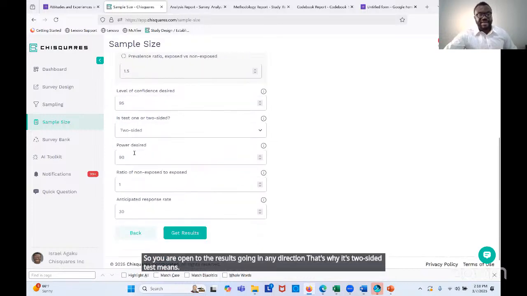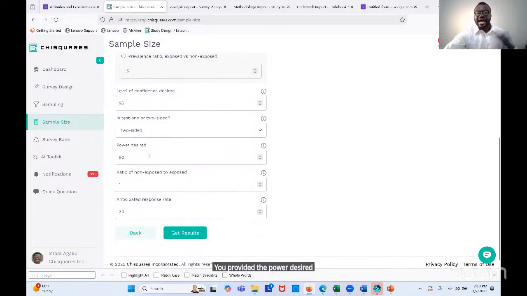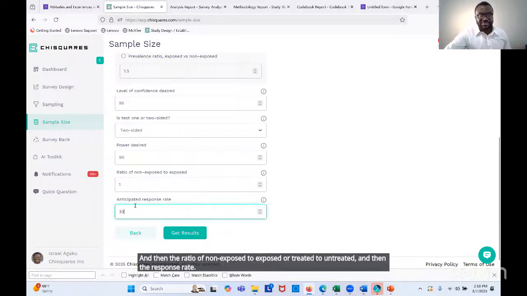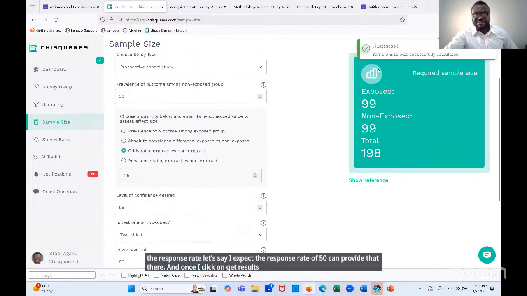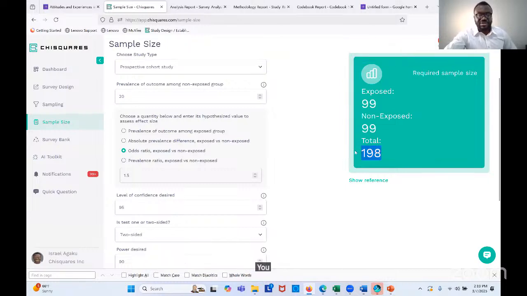You provide the power desired. The higher the power, the higher the sample size. And then the ratio of non-exposed to exposed, or treated to untreated. And then the response rate. Let's say I expect a response rate of 50%. I can provide that there. And once I click on get results, it tells me that I need 99 people in the exposed and 99 people in the non-exposed. So you need 198 units in your study based on these parameters.